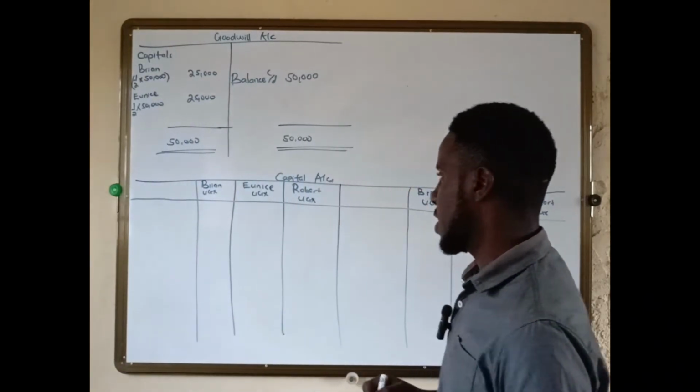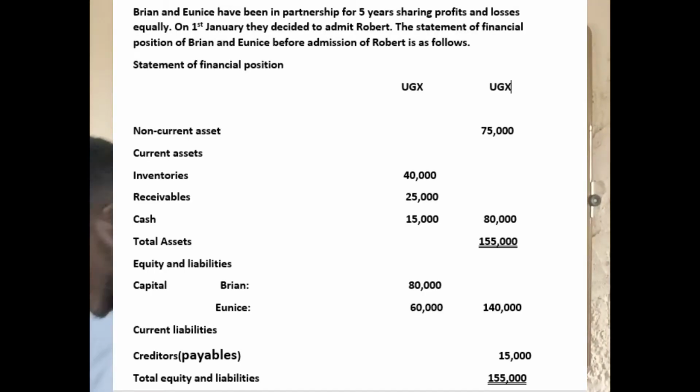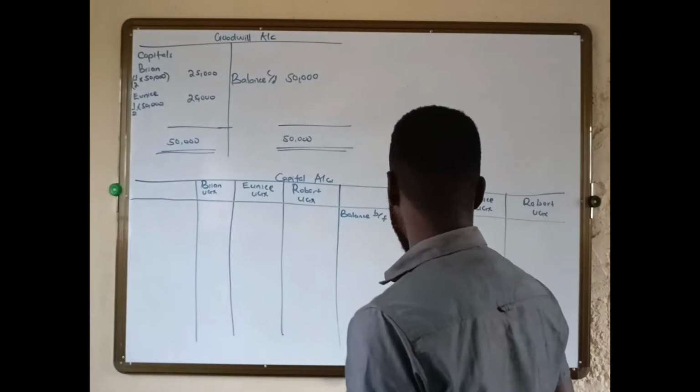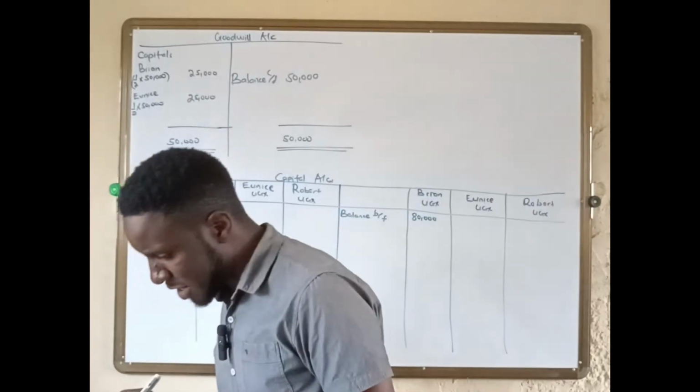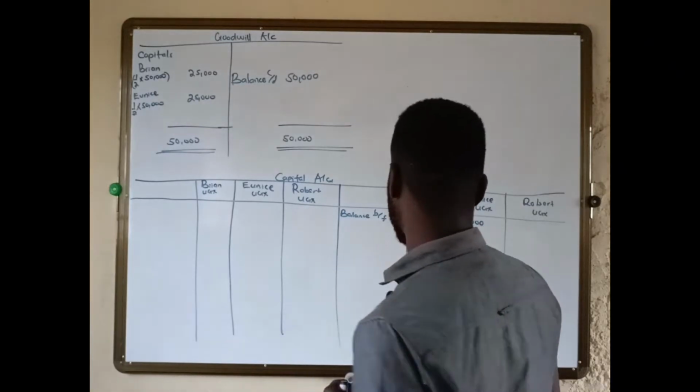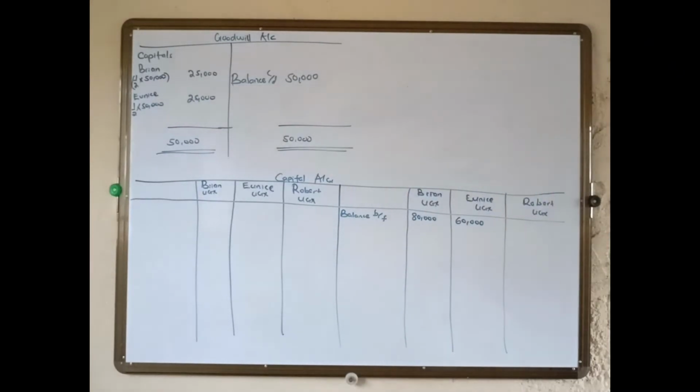So we go back to the question. So this is how it looks like. And then in the question, we realize there was a balance brought forward. If you see in the statement of financial position, the balance brought forward for Brian was 80,000, and that of Eunice, if you take back the statement of financial position, is 60,000. So this is how we are going to record this.